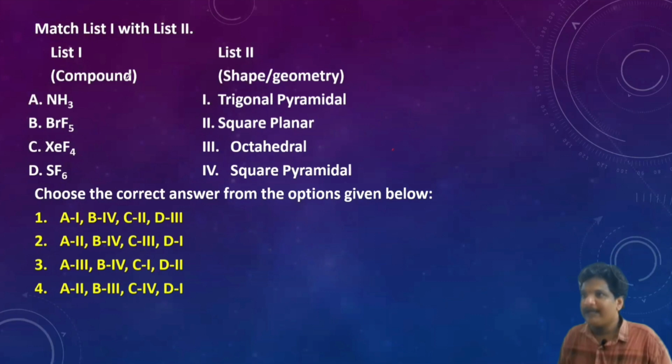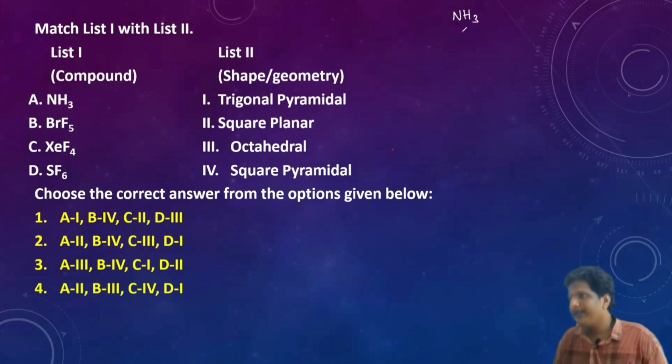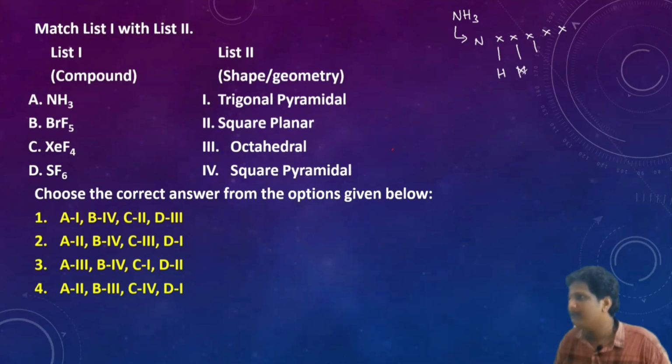In list 1 they have given compounds, and in list 2 they have given shape or geometry. Let us take the first one, that is NH3. In NH3, the nitrogen has a total of 5 valence electrons. Of these 5 valence electrons, 3 are involved in bonding with hydrogen.